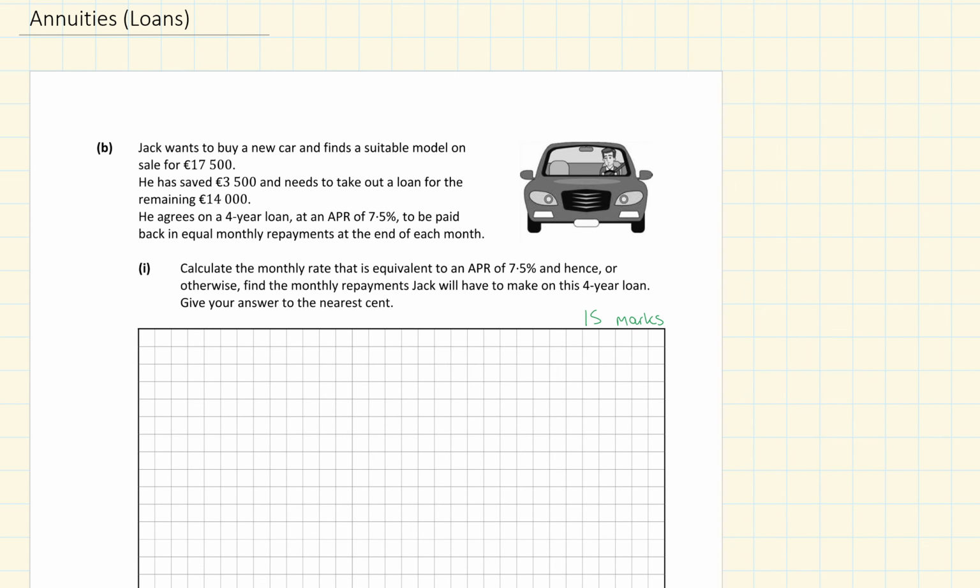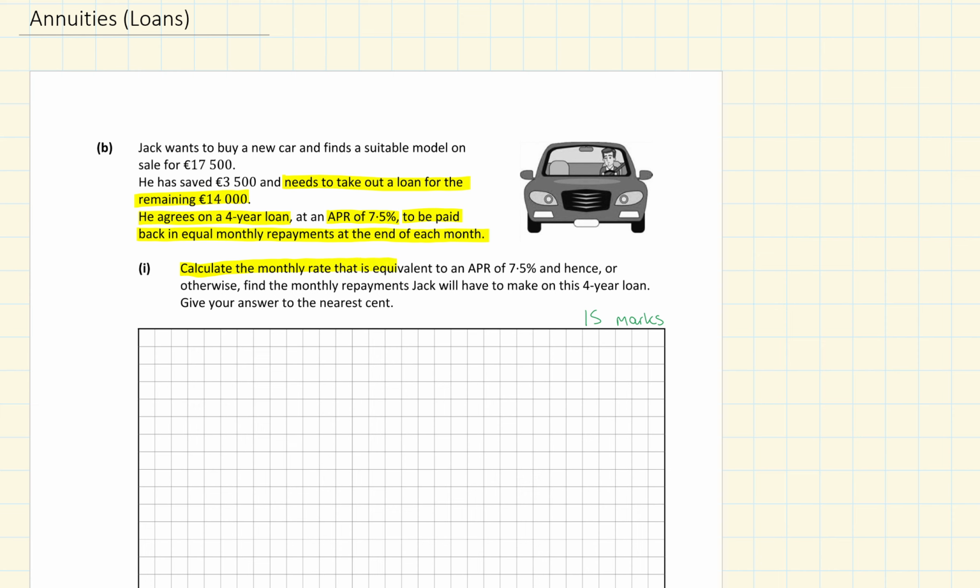repayment amount is. So we're told here he's buying a new car, finds a suitable model, it's on sale, that's fine. He saved 3,500, so he needs to take out a loan for the remaining 14,000. He agrees on a 4-year loan, APR of 7.5% to be paid back. So that's an annual interest rate. And then we see here he's making equal monthly repayments. So we have a little bit of work to do there first. They tell us this in the question anyway.